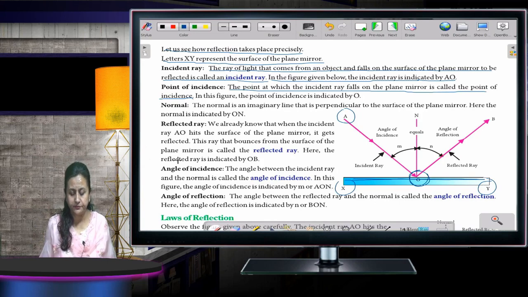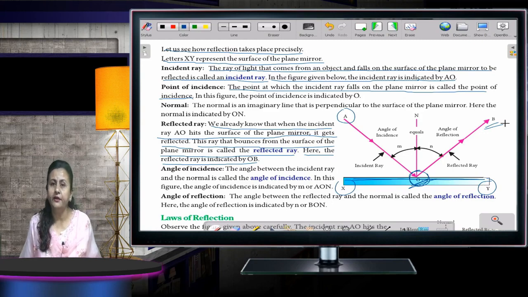Now what is the reflected ray? We already know that when the incident ray AO hits the surface of the plane mirror, it gets reflected. It is getting back. This ray that bounces from the surface of the plane mirror is called the reflected ray. Here the reflected ray is indicated by OB. You can see O is here and B is here. This is known as the reflected ray.